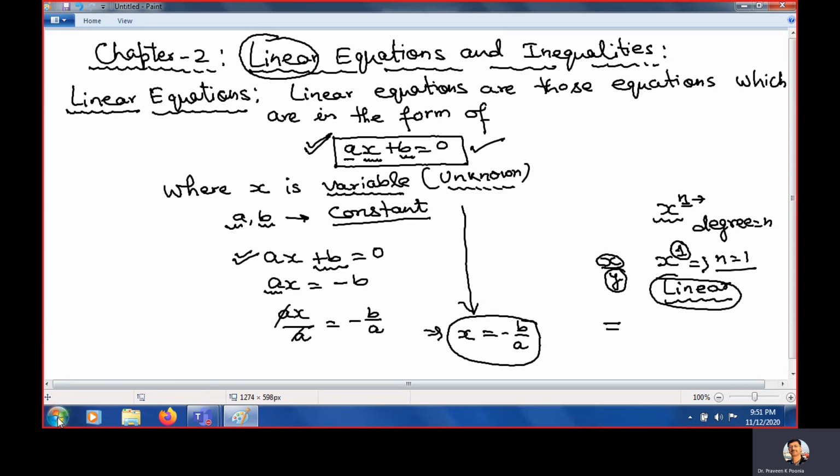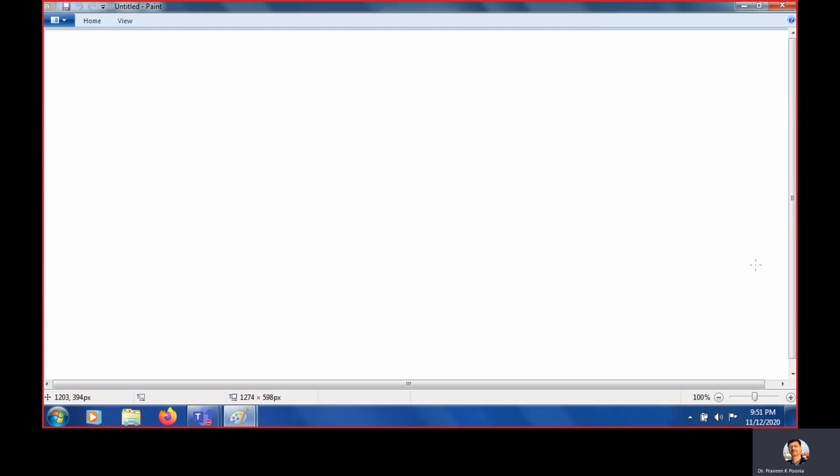Now in this lecture we will solve many linear equations and practice so that you can understand. Almost 7-8 questions we are going to learn. So this is example number 1. If 4x minus 1 equals 9, find x. The equation is 4x minus 1 equals 9. Look here, this is 4x, and x is simply x. So it is a linear equation.